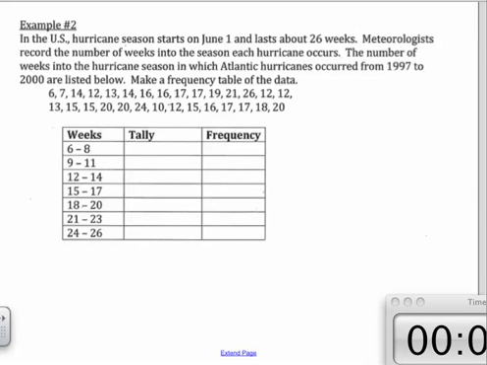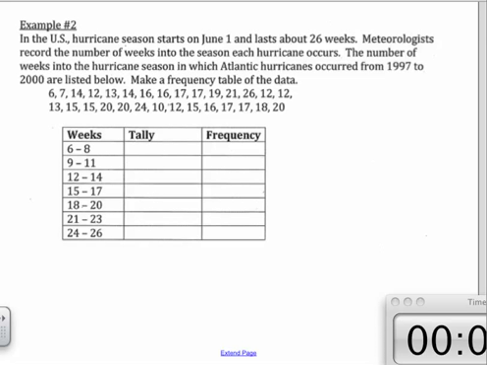You guys remember how to do this? Example 2: in the U.S., hurricane season starts on June 1st and lasts about 26 weeks. It seems like it's getting a little longer. We're having a higher frequency of hurricanes happening in December now, but that usually ends in November. Meteorologists record the number of weeks into the season each hurricane occurs. The number of weeks into the hurricane season in which Atlantic hurricanes occurred from 1997 to 2000 are listed below.